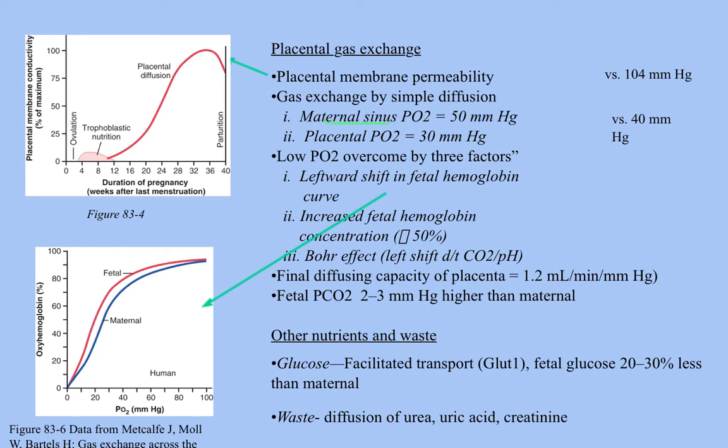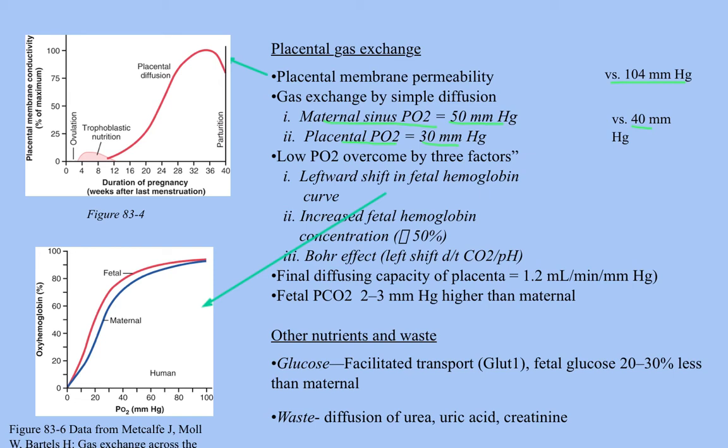All right, gas exchange into the fetal circulation happens by simple diffusion down concentration gradients. So that maternal blood pool, the maternal sinus, the partial pressure of oxygen is 50 millimeters of mercury versus 104 millimeters of mercury. So there's a lower actual pressure of oxygen. The placental oxygen is about 30 millimeters of mercury, which is lower than the 40 typically in an adult human, or a born human.